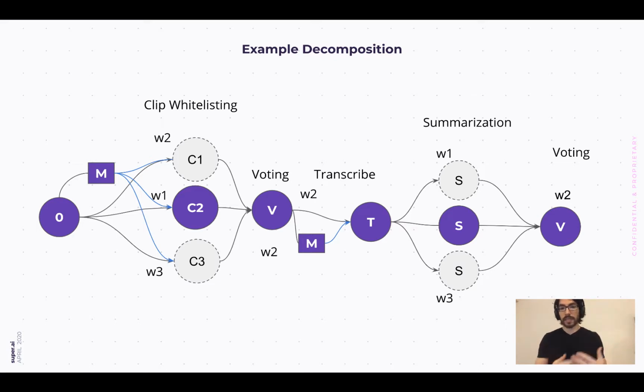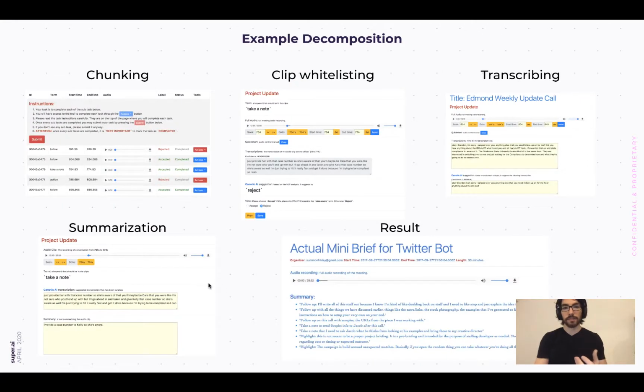So what we did is we decomposed this into small tasks, just like an assembly line, using data programming. I'll just show you what these were. The first thing we did is we took the audio and we broke it down into little chunks, typically 5 seconds long. Then we whitelisted the clip. Did the clip have any meaningful semantic information in there? And we did this all in the audio domain.